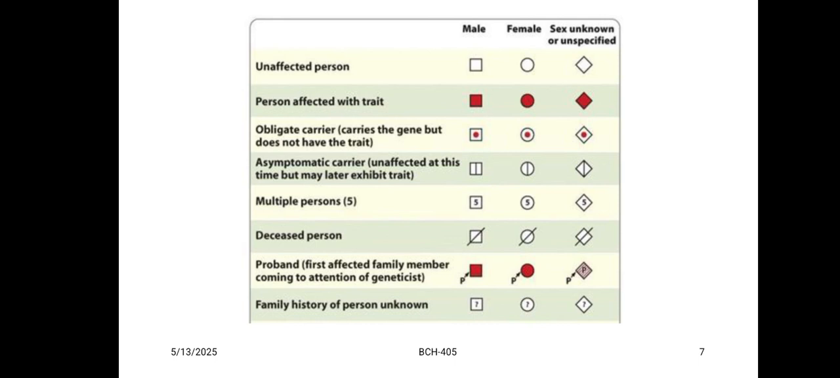If you want to show an asymptomatic carrier, that the person is unaffected at this time of the pedigree drawing, but might later exhibit the trait, as in the case of a progressive disorder, then for those cases we can put a line splitting the circle, square or diamond in half, and we can also half fill them, indicating that they are the asymptomatic carrier.